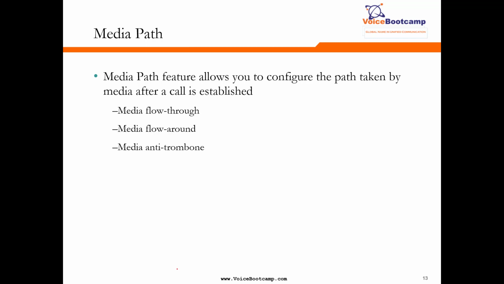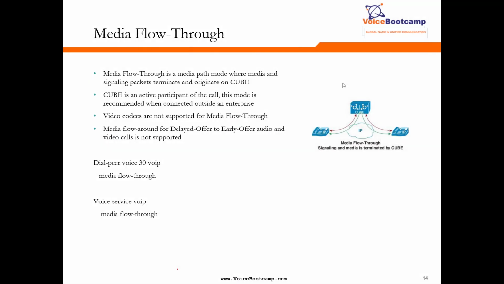There are three types of media path you have: media flow through, media flow around, and media anti-trombone. Media flow through is a media path mode where media and signaling packets will terminate and originate from the CUBE. In this scenario, all traffic will go through the CUBE router, so there is no direct point-to-point configuration between the endpoints. In this case, the CUBE is the active participant of the call, and the mode is recommended when you're connecting to the outside enterprise so that you can hide your internal network.